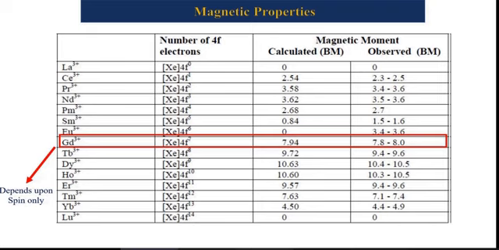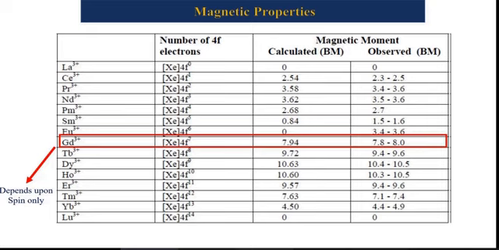For a while, just remember that gadolinium is the only element where only the spin contribution takes part rather than orbital. For the remaining 13 elements, orbital as well as spin contributions take part. Most of the elements show a similar magnetic moment between calculated and observed values. Only two elements, samarium plus 3 and europium plus 3, have shown a significant difference from the observed magnetic moment.